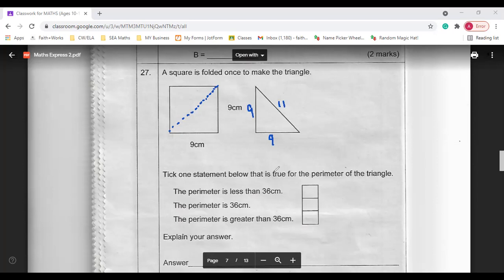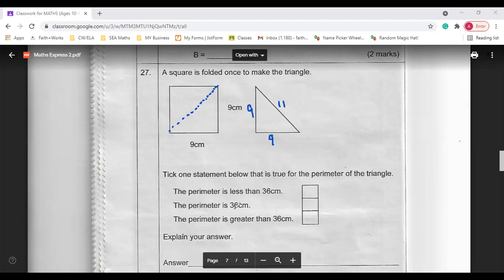All right, we can estimate. So pick one statement that is true for the perimeter of the triangle. The perimeter is less than 36, obviously, all right? Because even if we estimate, we know this is 9, 18. This would have to be 18 as well. This third side would have to be 18 for it to be anywhere close to 36.